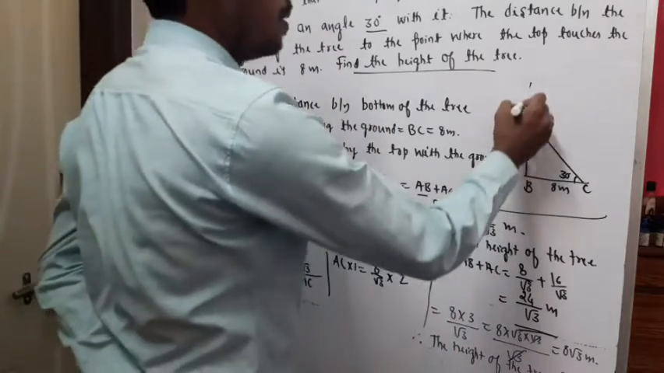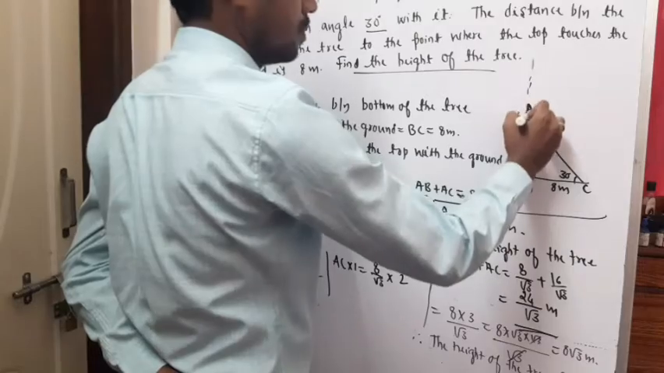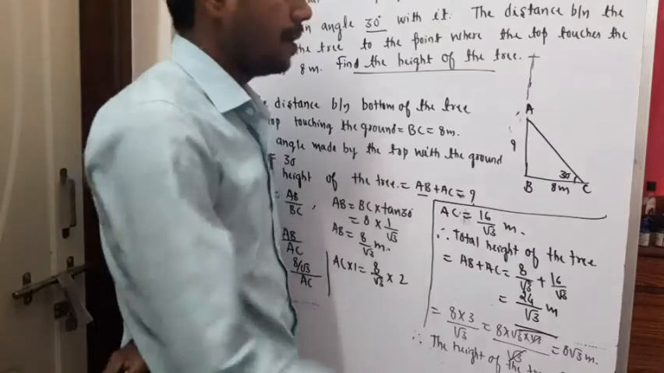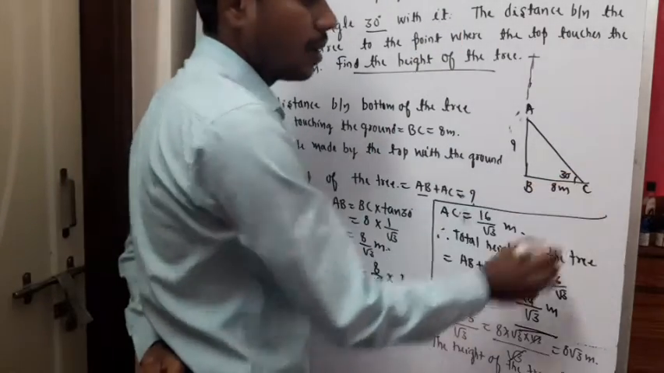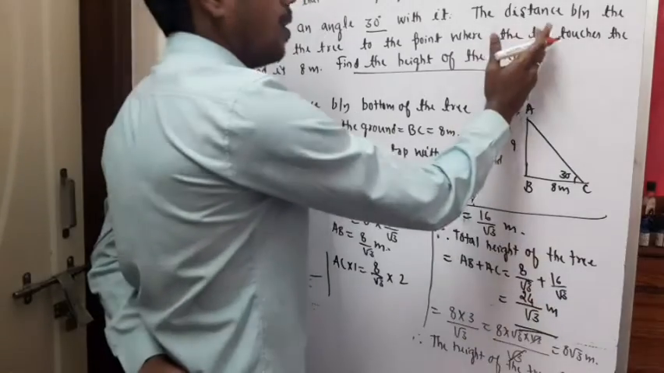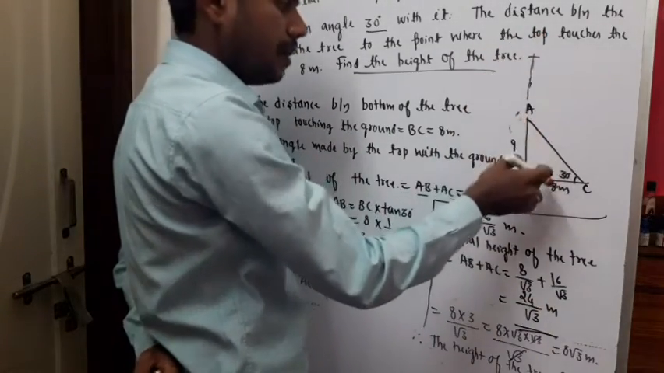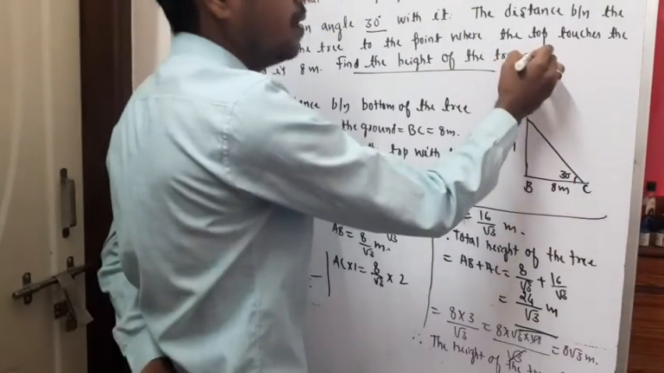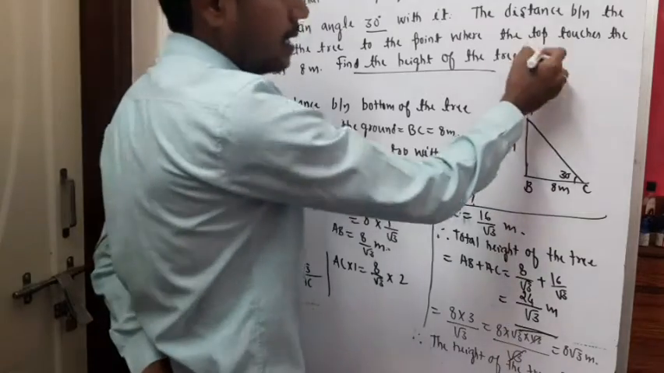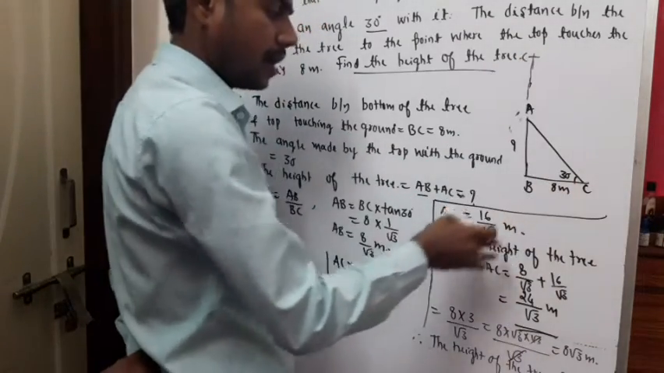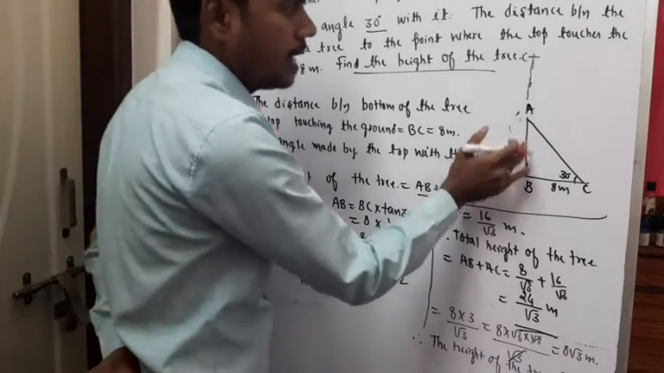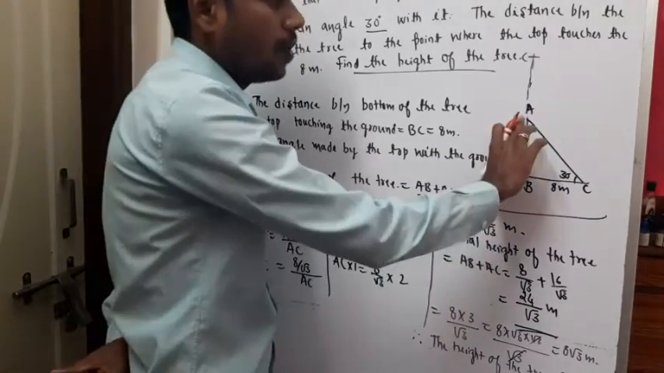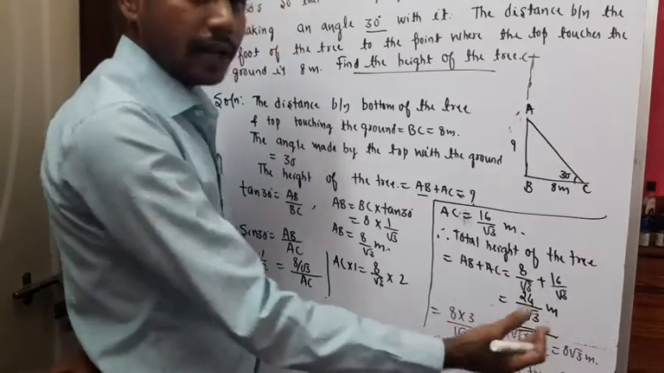One thing you need to remember: this would have been the height, but due to the storm it broke and it is touching the ground at point C. So the height before the storm would have been AB plus AC. Again, this C will come back to this; it is touching the ground. After the rearrangement we have solved it. This height plus this height will give me the total height of the tree. We found AB, after that we found AC, and when you add that, you will get the total height.